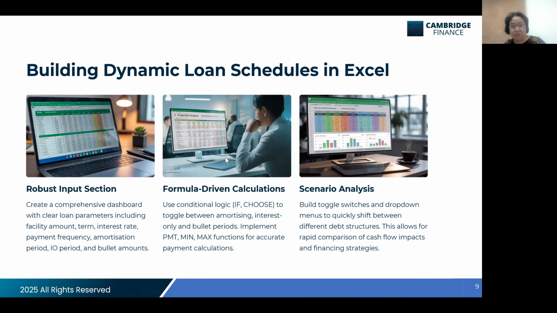Okay, so this is the capital stack, building a dynamic loan schedule. As I mentioned, robust input selection and section, formula-driven calculations. If you choose to toggle, I use the CHOOSE function, and then to implement this waterfall, the waterfall is always a function of MIN and MAX, as I mentioned. And then the scenario analysis is also a way for you to check if you have interest only, or a bullet payment, and so on and so forth.